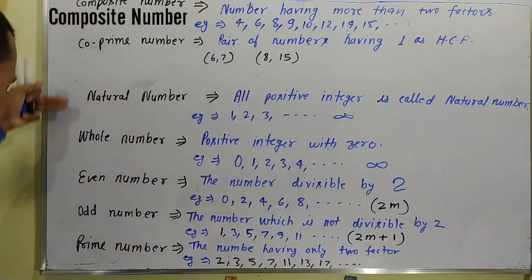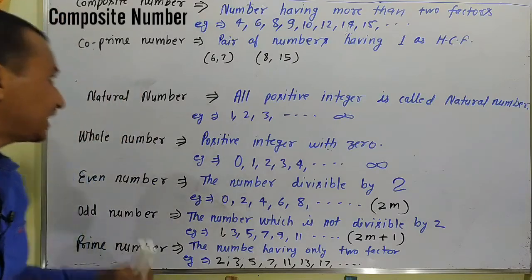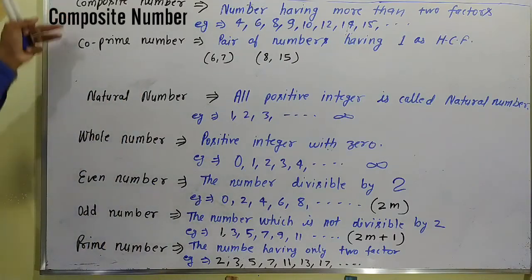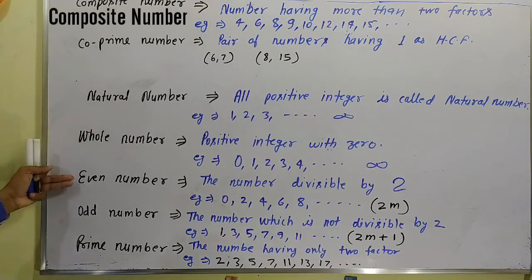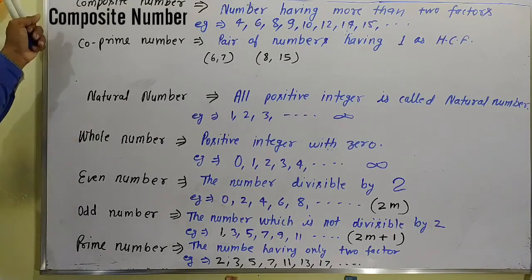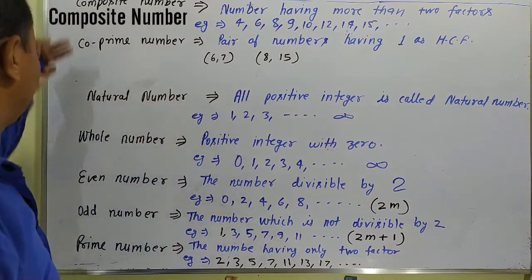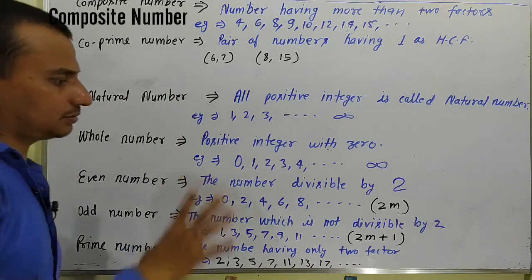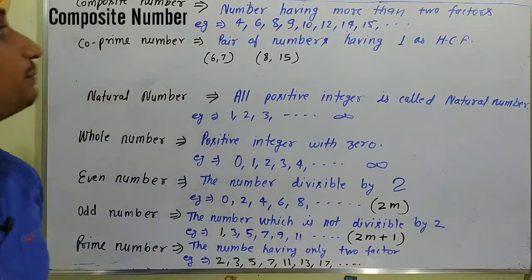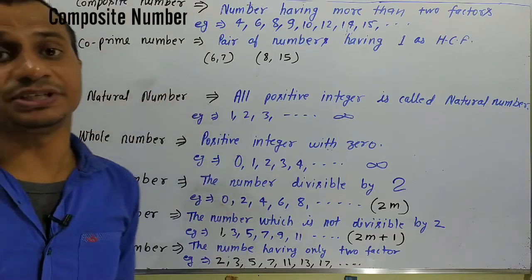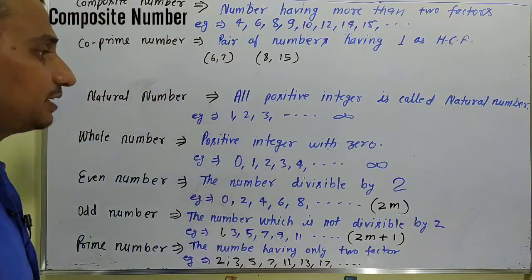These are the common types of integers. These are natural number, whole number, even number, odd number, prime number, composite number and co-prime number. These 7 are types of integer which are commonly used in mathematics.